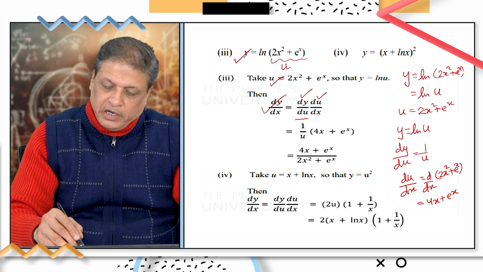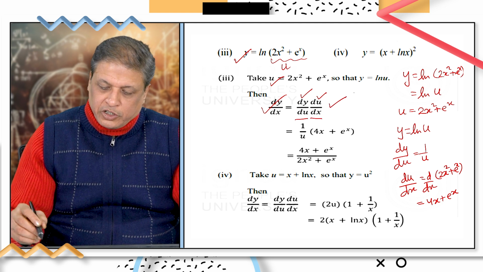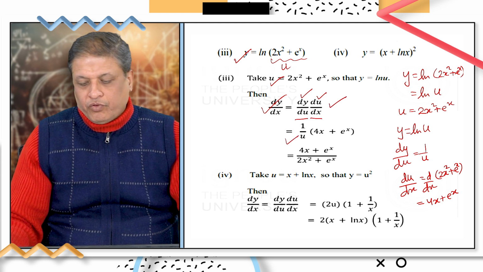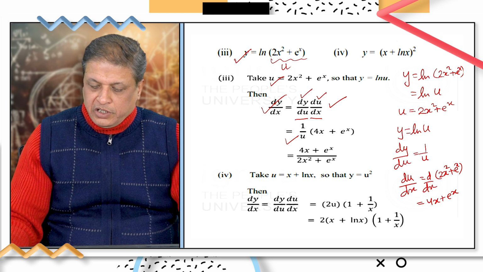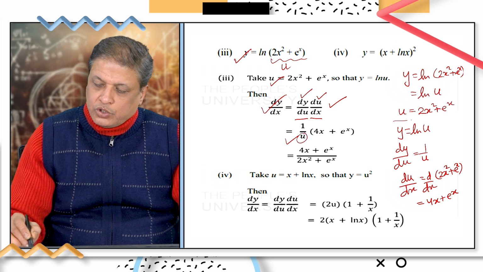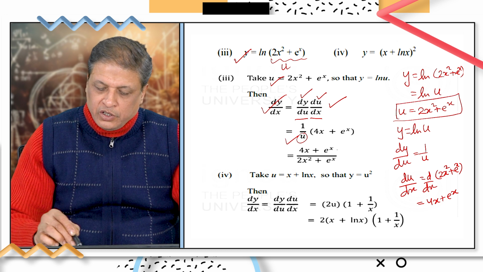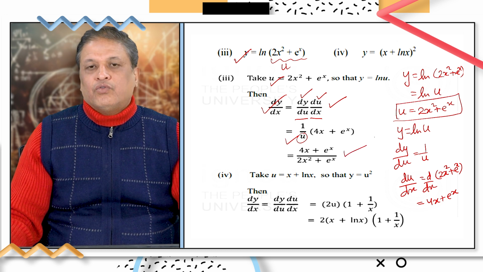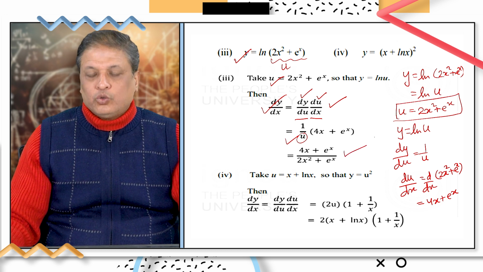Substituting the values of dy by du and du by dx in this chain rule expression, you will get 1 by u into 4x plus e to the power x. Substituting the value of u, which is 2x square plus e to the power x, you will get the final solution as (4x plus e to the power x) upon (2x square plus e to the power x).